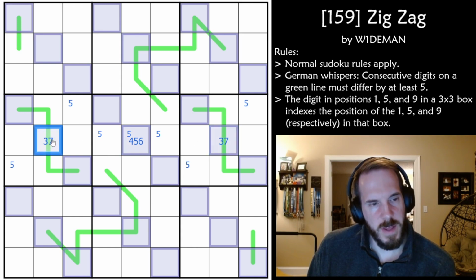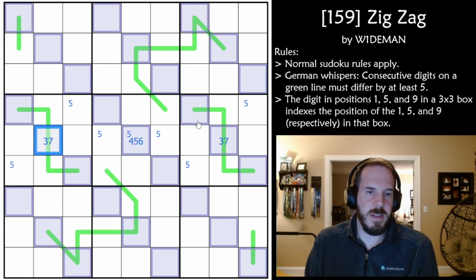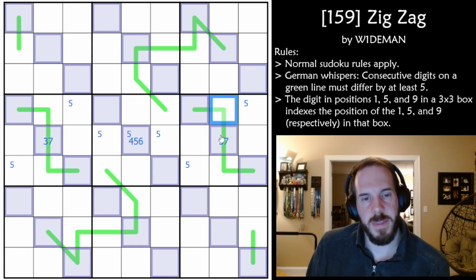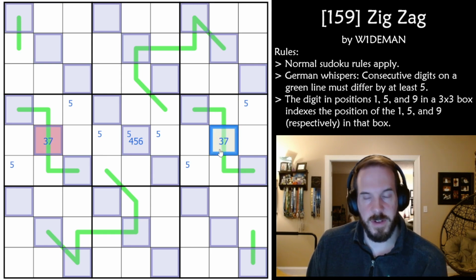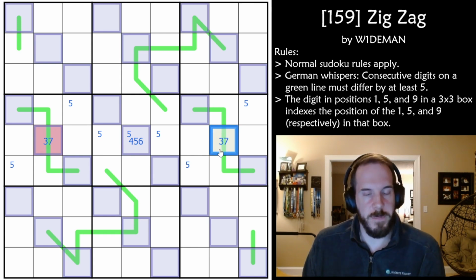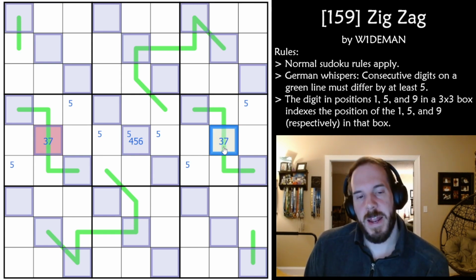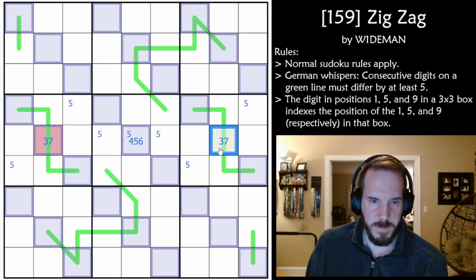I'm going to use high-low coloring for these lines. Oftentimes it makes it easier to visualize what's going on with German whisper lines when you can color them high-low. And we have this blue color, but I'm going to use red and yellow just to signify one of these is a low digit, and by low I mean 1 through 4, anything below 5, and a high digit will be 6 through 9. And we know one of these will be a 7, one of these will be a 3.